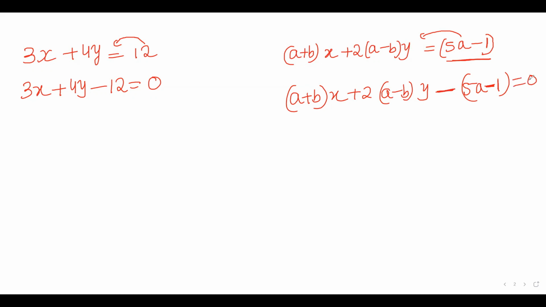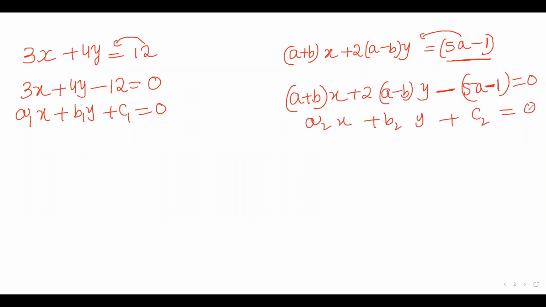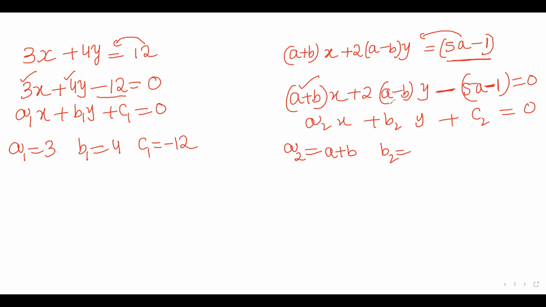Now write down the standard form of a pair of linear equations: a1x plus b1y plus c1 is equal to 0, a2x plus b2y plus c2 is equal to 0. a1 value is 3, b1 value is 4, c1 value is minus 12, a2 is a plus b, b2 is 2 into a minus b, c2, this whole thing is c2, minus (5a minus 1), okay?